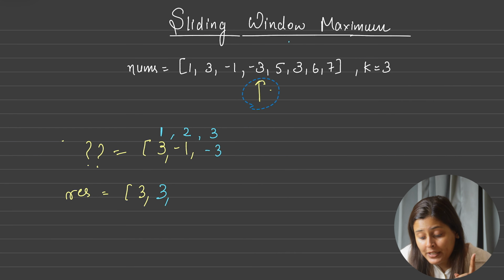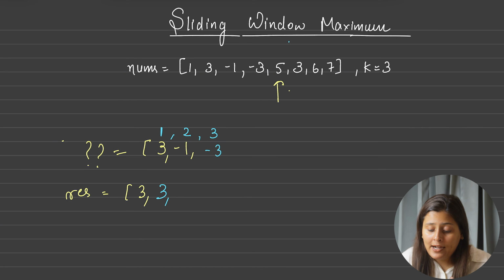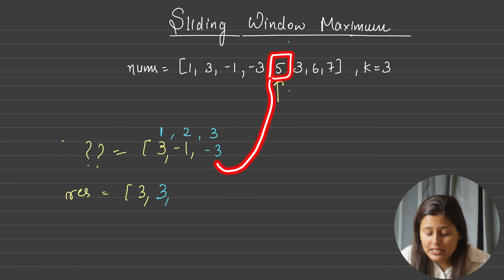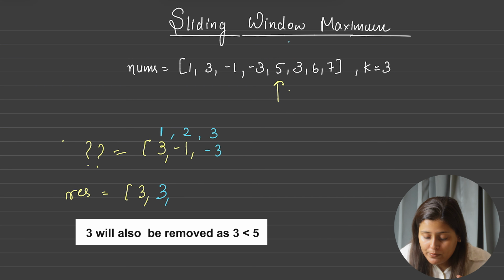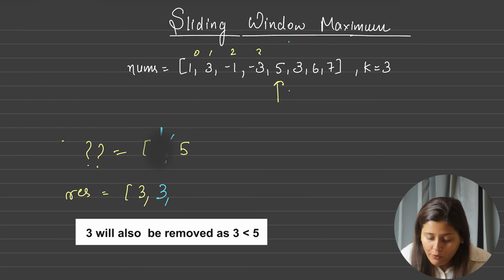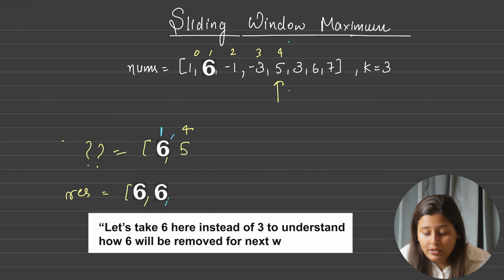Now next time this pointer will move ahead to 5, and of course I want to put 5. But before I put 5, I can see minus 3 is smaller than me, minus 1 is also smaller than me. So I want to delete both of these from my data structure. So I will remove this and I will remove this. Okay, and what will I put? I will put 5. And what is the index for 5? 0, 1, 2, 3, 4. Obviously 4. Correct? Yes. And now 5 will be the maximum.